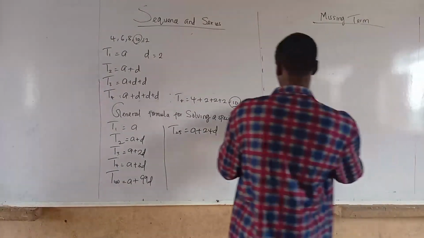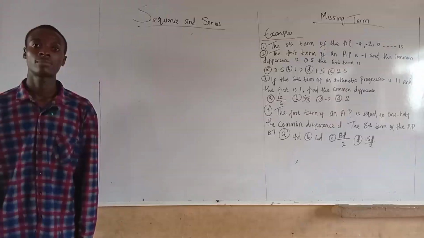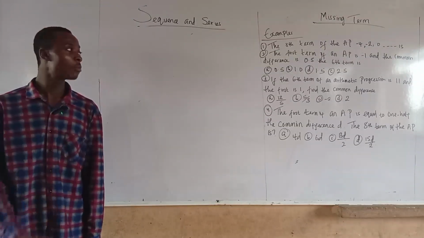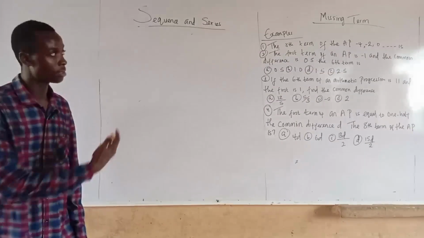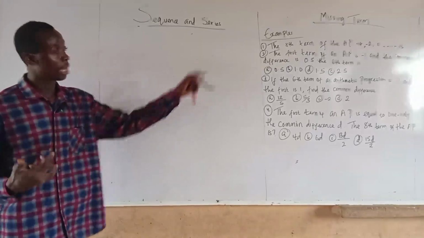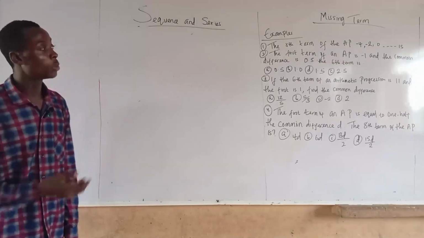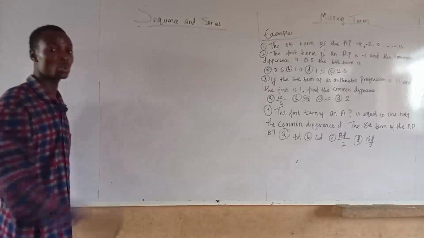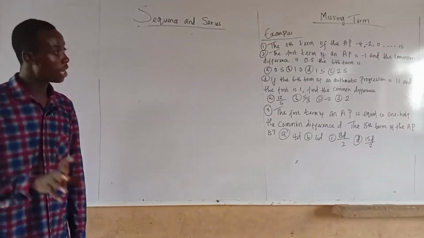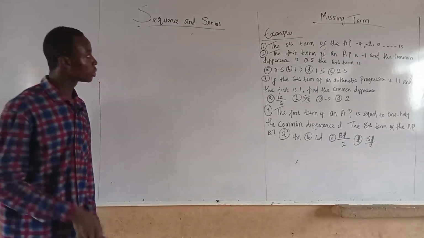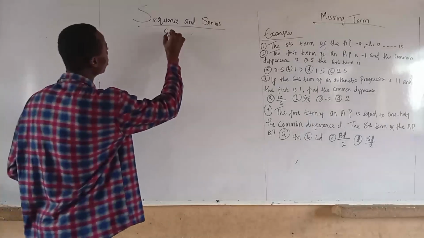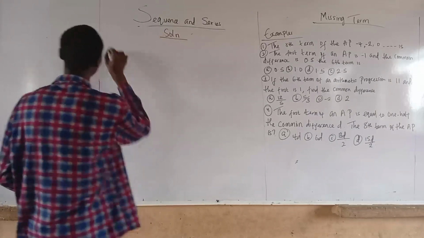Examples. Now it is time to solve questions under the missing terms. I told you how to generate the formula, so we are going to use that formula to solve these questions. This is a typical WAEC or JAMB question. So, solution number 1.